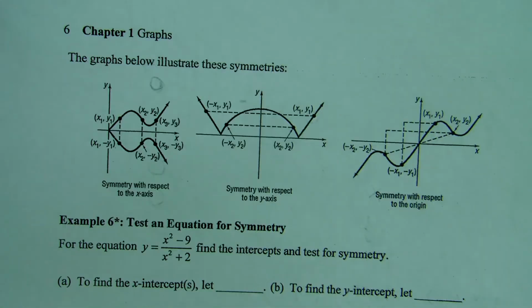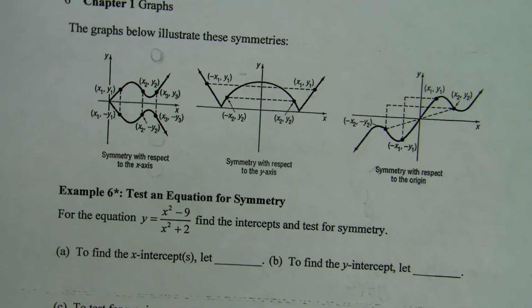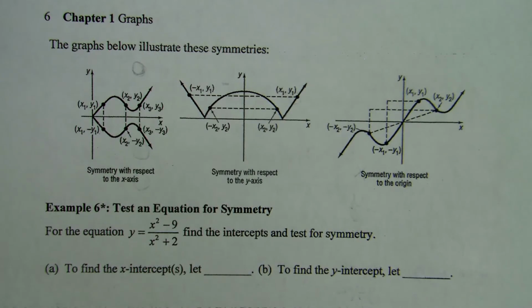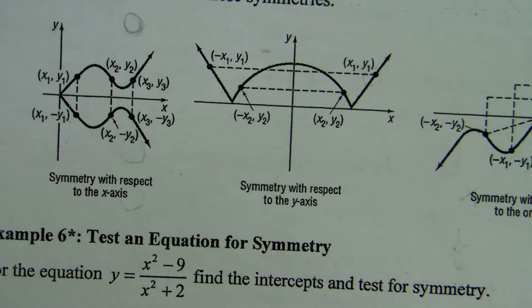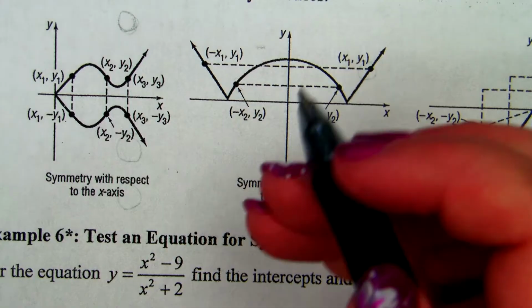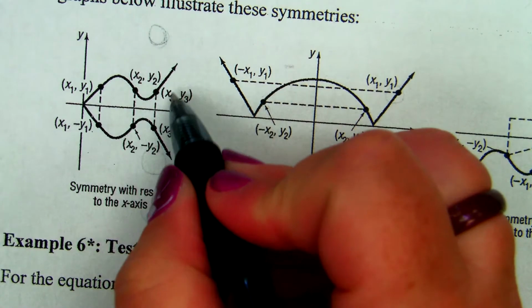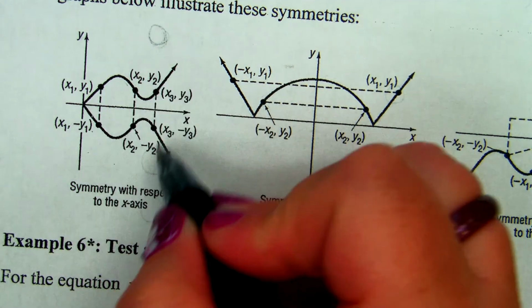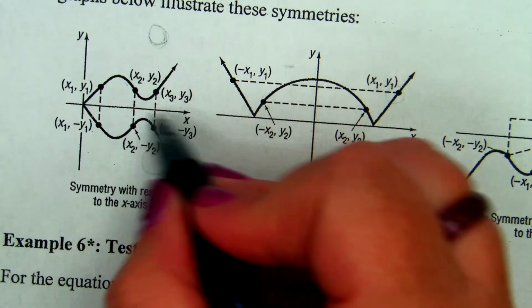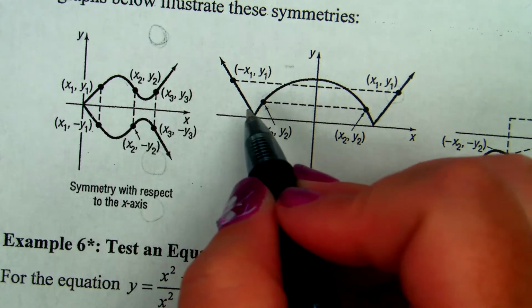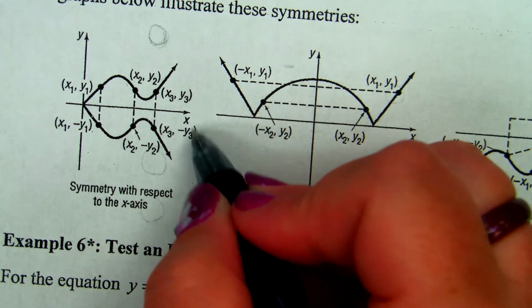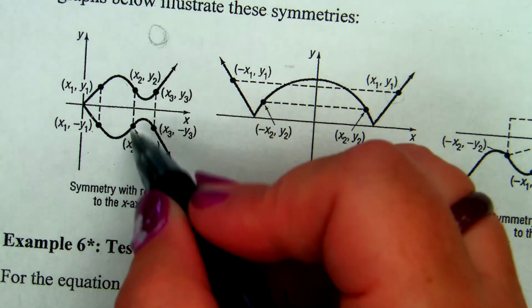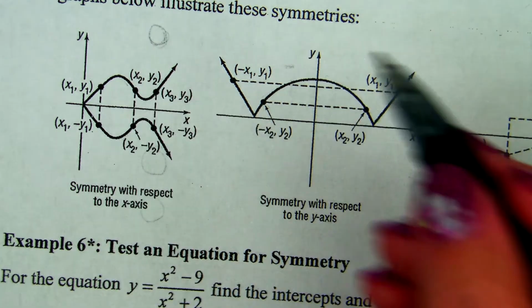So here's a picture. Some pictures are better than my pictures or more complicated than my pictures. This is symmetry with respect to the x-axis. Here's this graph and here's this graph right on the other side. The x-axis is the axis of symmetry. And so the y values all turn to negative: (x, y) becomes (x, -y).